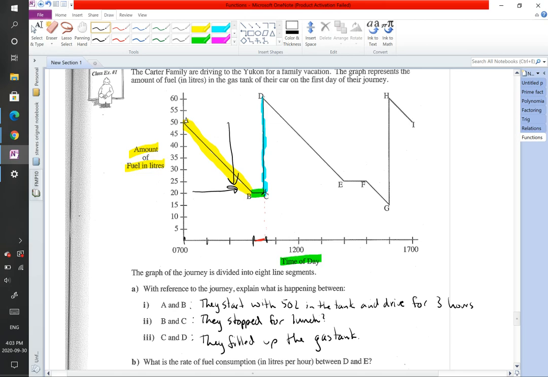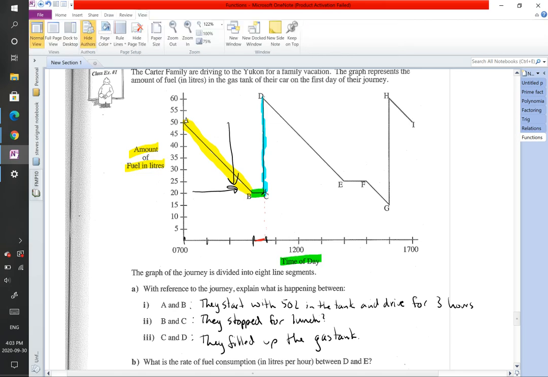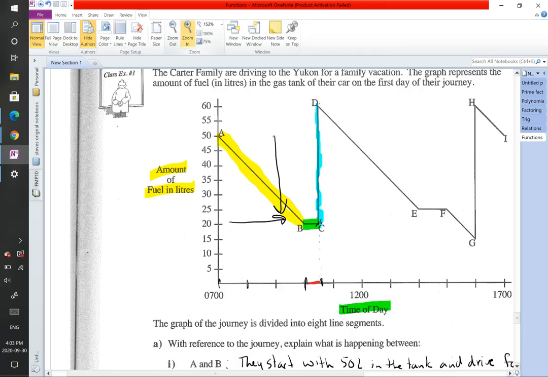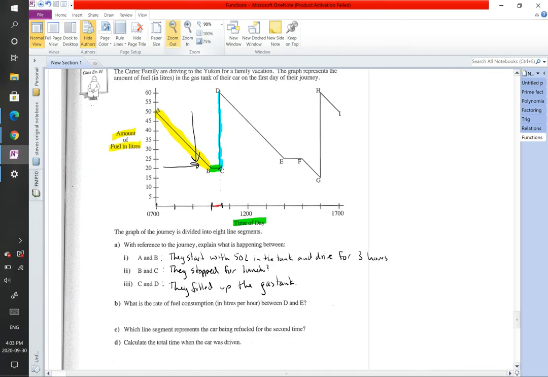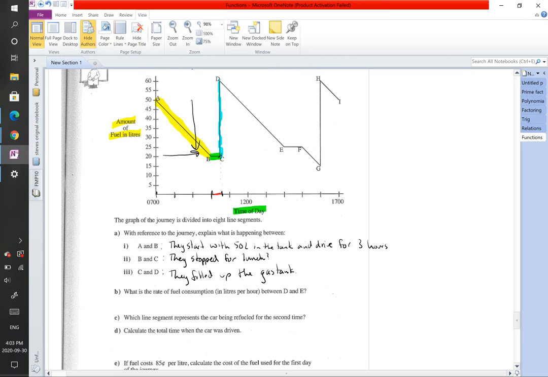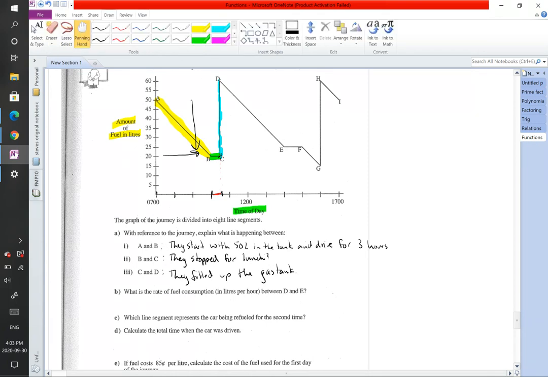Perfect. I'm going to zoom out just so we can see the graph and still answer the questions here. The next question says, what is the rate of fuel consumption in liters per hour between D and E? So what we want is our answer in liters per 1 hour. So how many liters do we use in 1 hour? That's what liters per hour means.